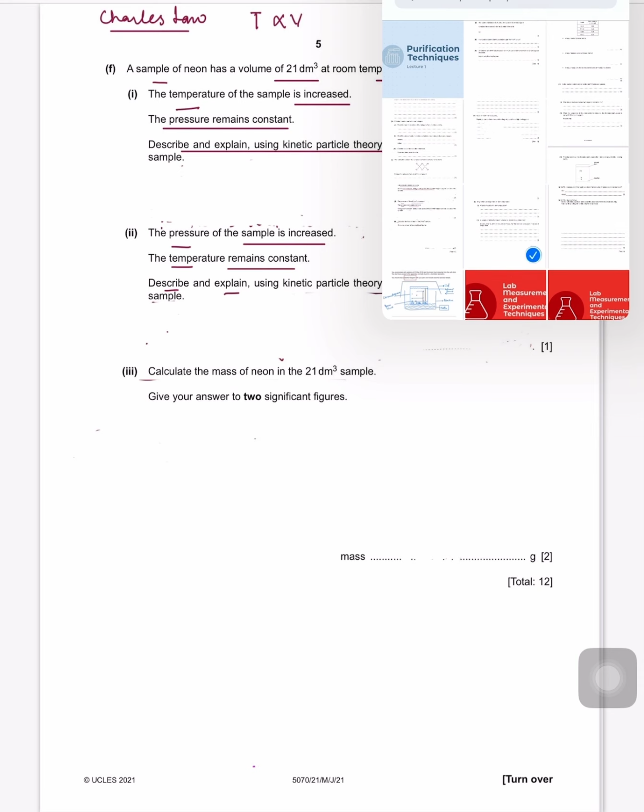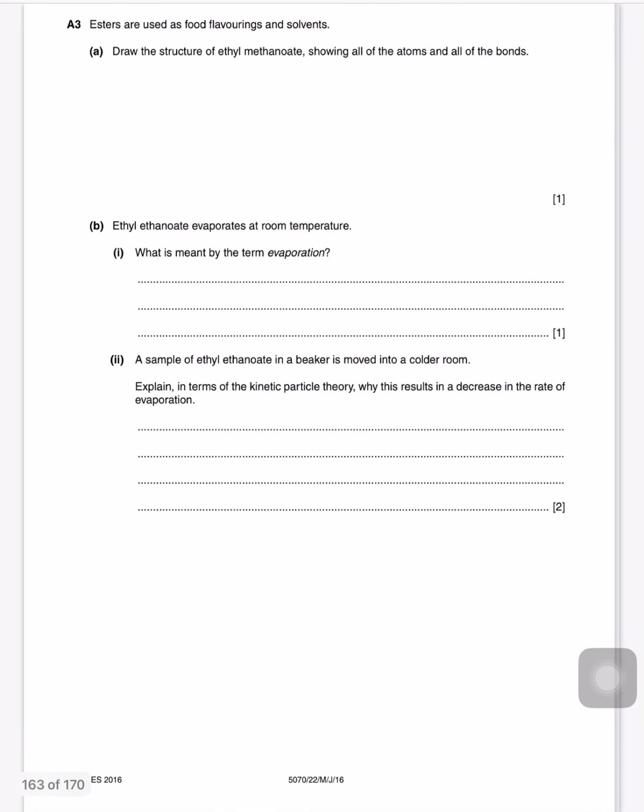Okay, this is done. Now there is a question. What is meant by the term evaporation? So evaporation is shifting of the liquid into the gas before boiling point. Shifting of a liquid sample into gaseous sample before its boiling point.